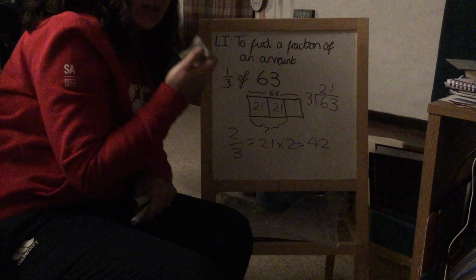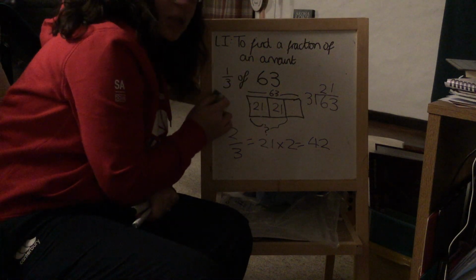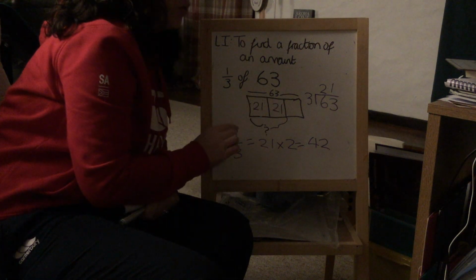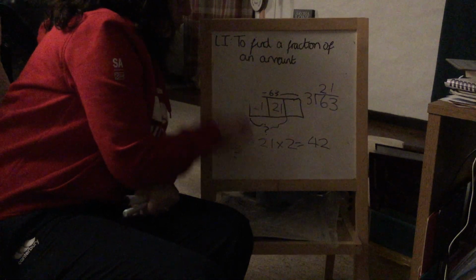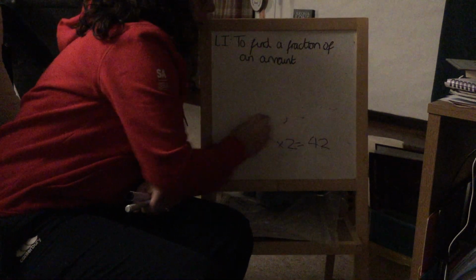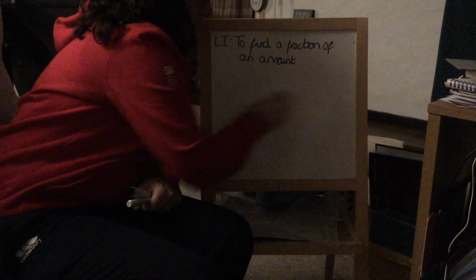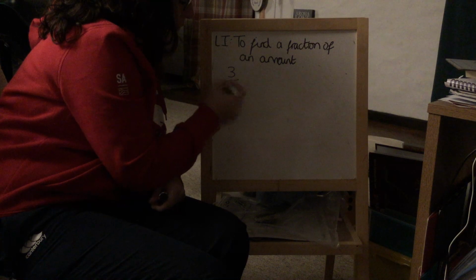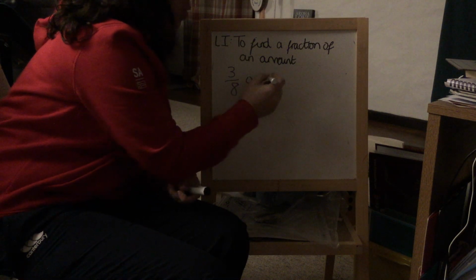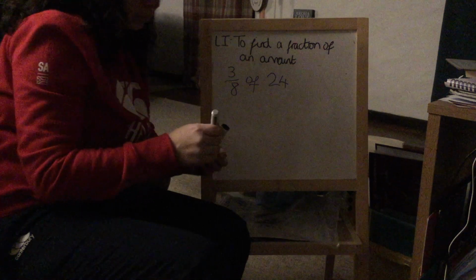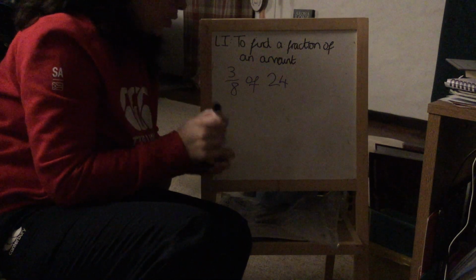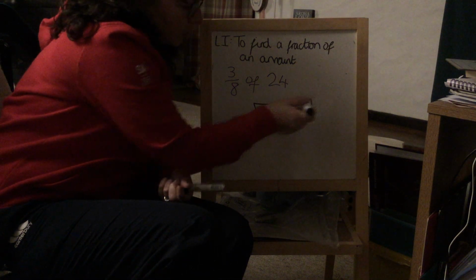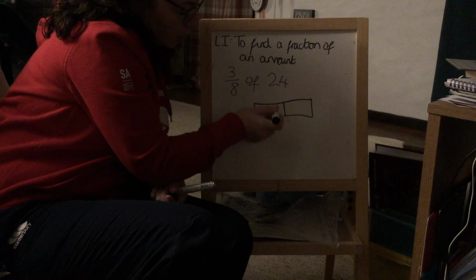So you won't always get thirds. I thought thirds were a good place to start because we're quite good with our 3 times table, so we can divide things by 3 quite easily, and they're nice easy bars to draw. So now we are going to look at finding 3/8 of 24. I will draw a bar actually. You don't need to draw a bar every time, but if the bar helps you, then that's absolutely fine.